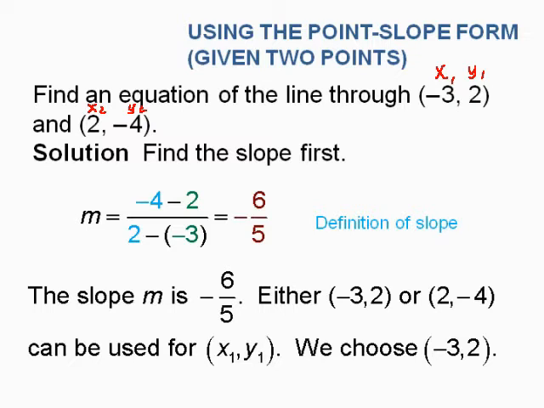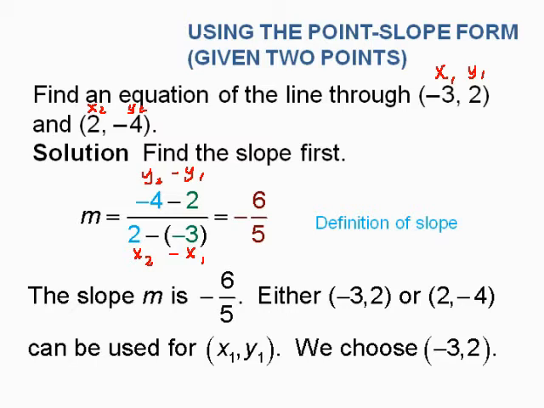Now we're going to go ahead and find the slope first, because if you don't have the slope of a line, you can't write any type of equation here. So again, we're going to plug in the slope formula that we've used in the videos previous to this. Slope equals y2 minus y1, which is -4 minus 2, divided by x2 minus x1, which would be 2 minus -3. Watch those signs again, and you get a slope of -6/5.